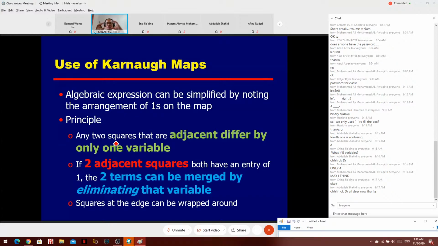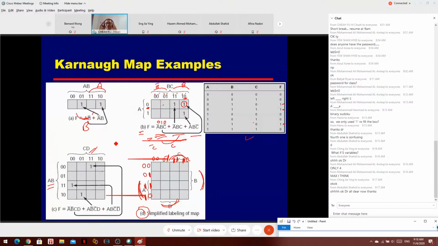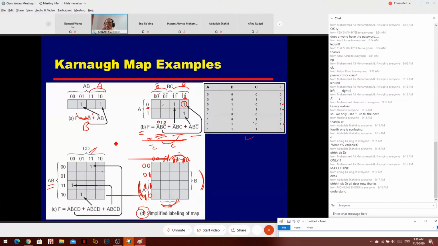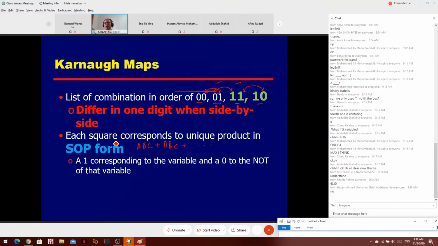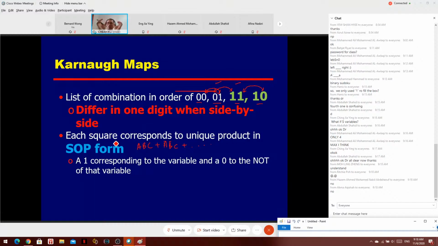Whenever you have two ones side by side, it means that they differ in only one variable. And since they differ in only one variable, the variable that is different can actually be discarded. You understand? The way the squares are arranged, they all differ by one variable side by side. Remember, just now when I tried to explain: from 0, 0, 0, 1, 1, 1, and 1, 0, all of them differ in one variable when they are side by side.